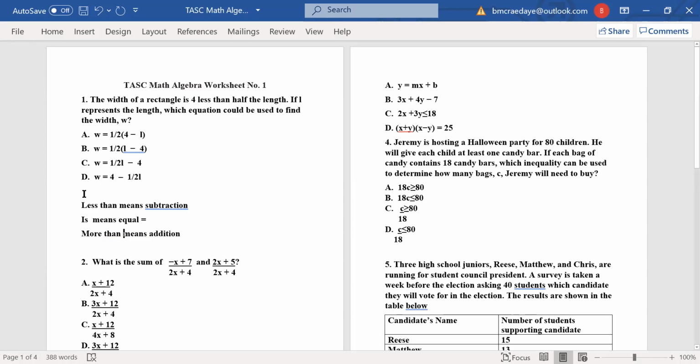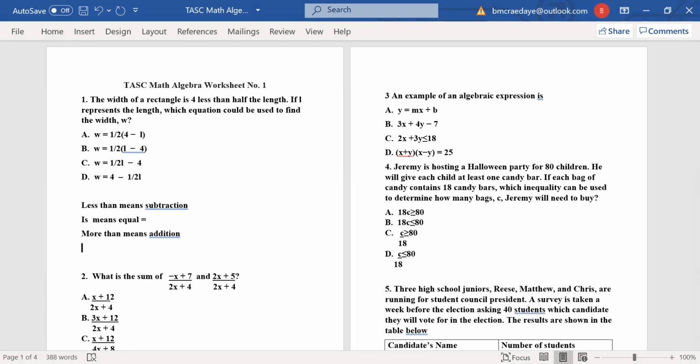More than means addition. Now, when you see twice something, what does that mean? Multiply. That's right, multiply by 2. Three times would be multiplied by 3. So twice something means you multiply by 2. Those are ways you can translate the words into the math. Now, knowing that, what is the answer for number 1?